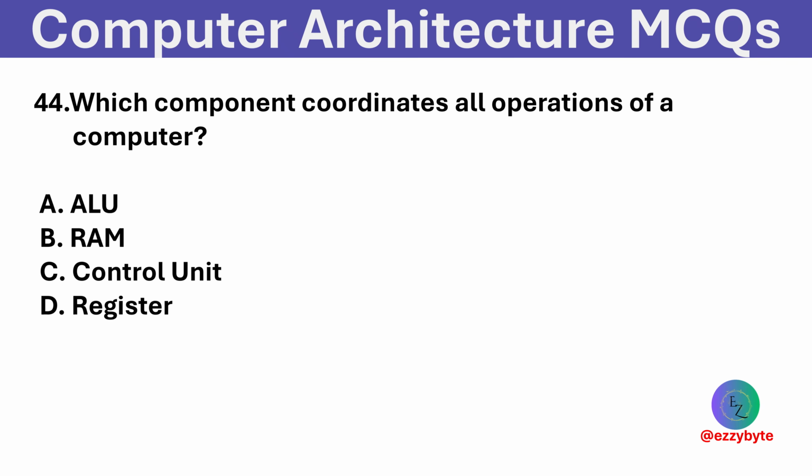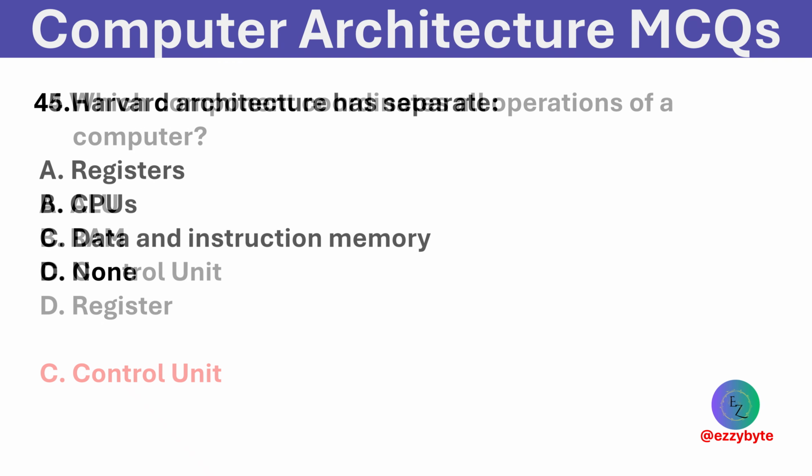Which component coordinates all operations of a computer? Options are ALU, RAM, control unit, and register. Option C is correct. The control unit directs and manages all operations inside the CPU.